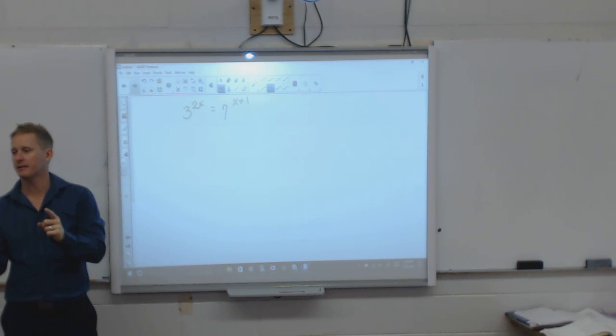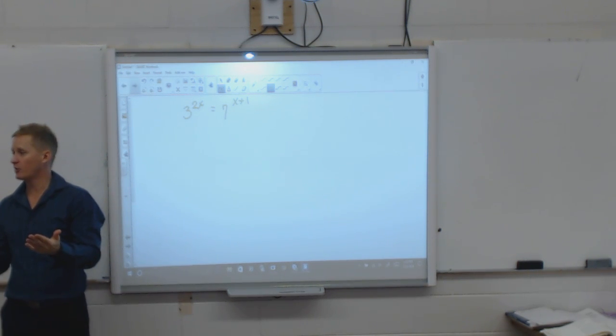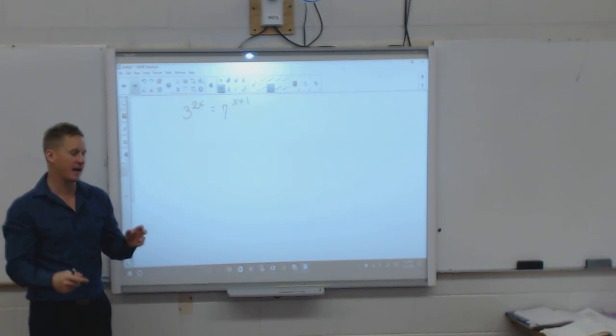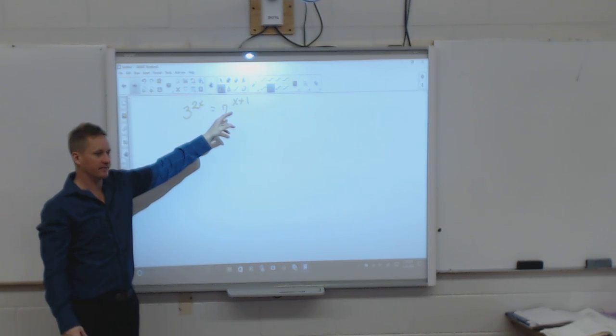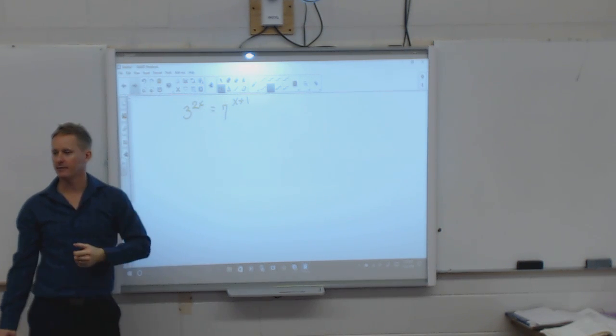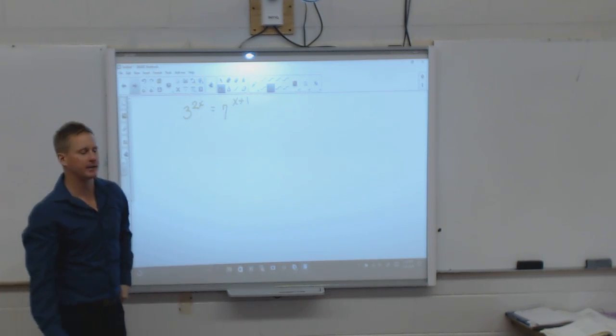Because the bases are different, and I can't change them to make them the same base, that's what you always hope. You get the question on the exam in which maybe that is a 9, and you can change it to 3 squared. And then it's easy. But I can't. So what am I going to do? I'm going to take the log of both sides.